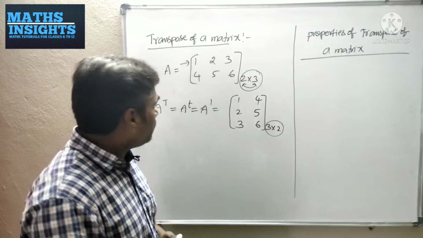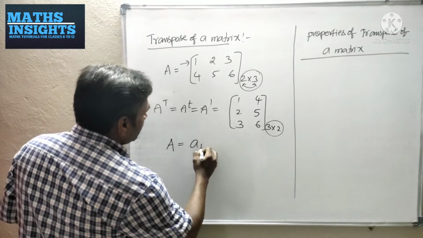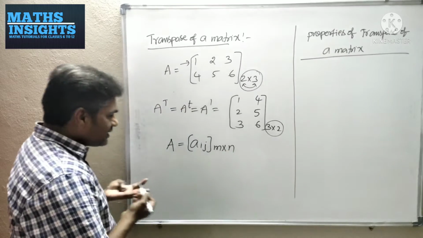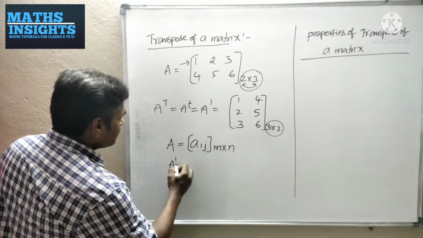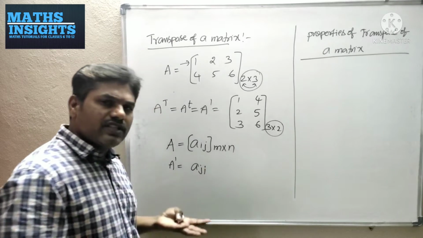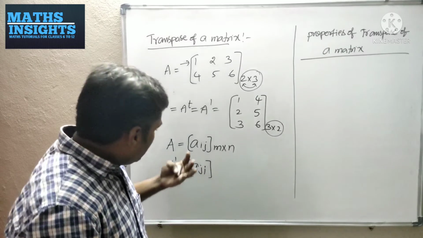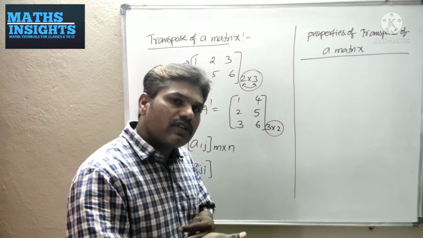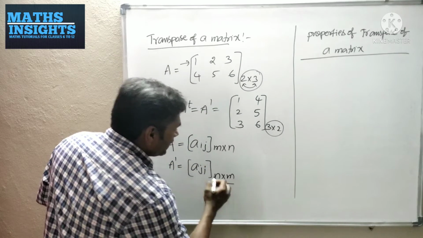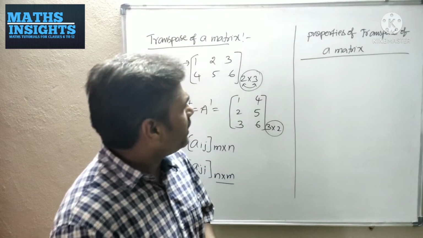In compact form, if you want to describe the transpose of a matrix, I am taking A equals Aij, whose order is m by n. Then its transpose will become A dash. Aji means interchanging rows and columns. When you interchange rows and columns, the number of rows becomes columns, number of columns becomes rows. Therefore, the order of this matrix will become n by m. In this way, you can find the transpose of any type of matrix.